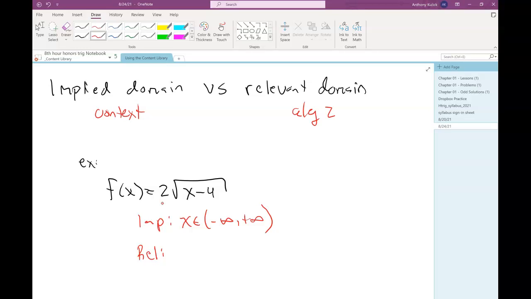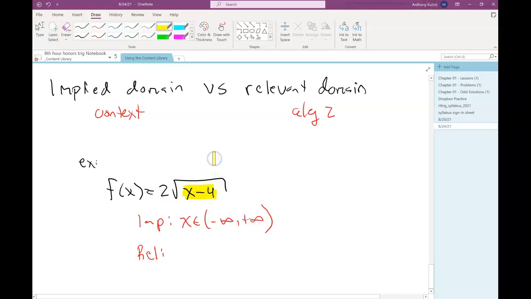How about a square root? Can I take the square root of a real number and get something undefined? Yes. What kind of numbers give us a problem? Negatives, right? Remember, the square root of a negative number gives you an imaginary result, a non-real number answer. So that's the place where I need to concern myself.